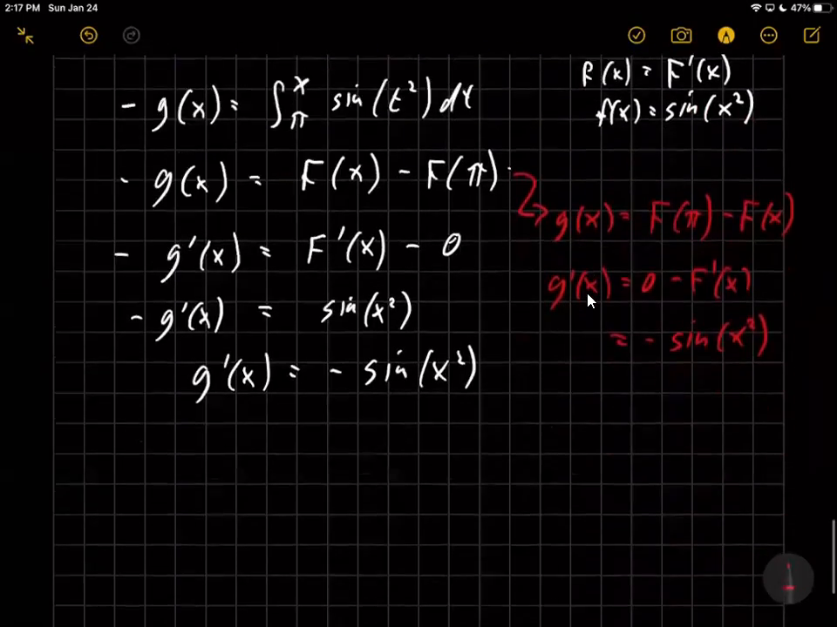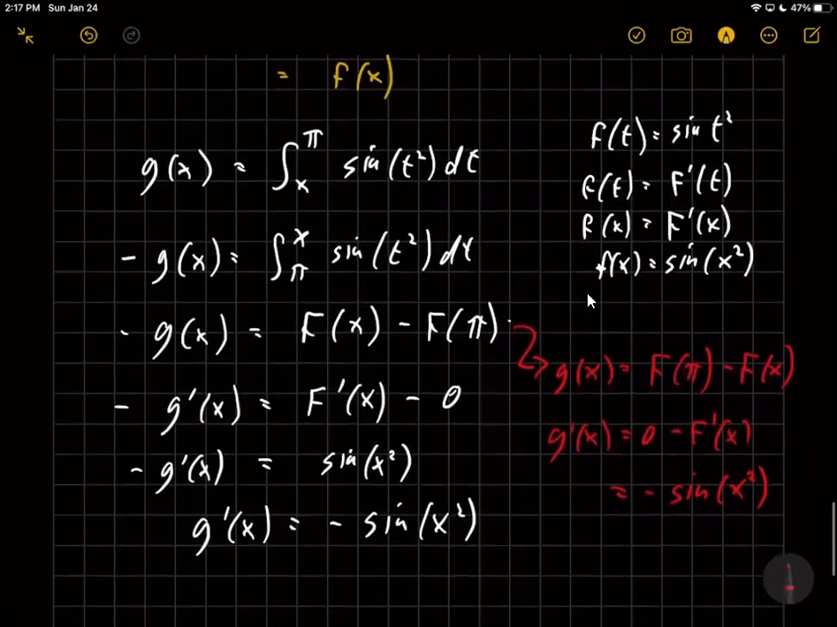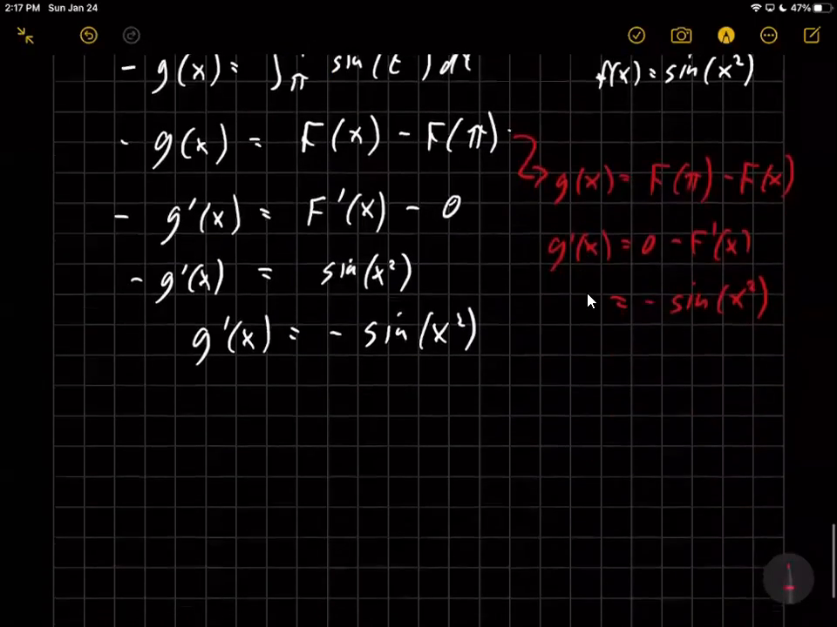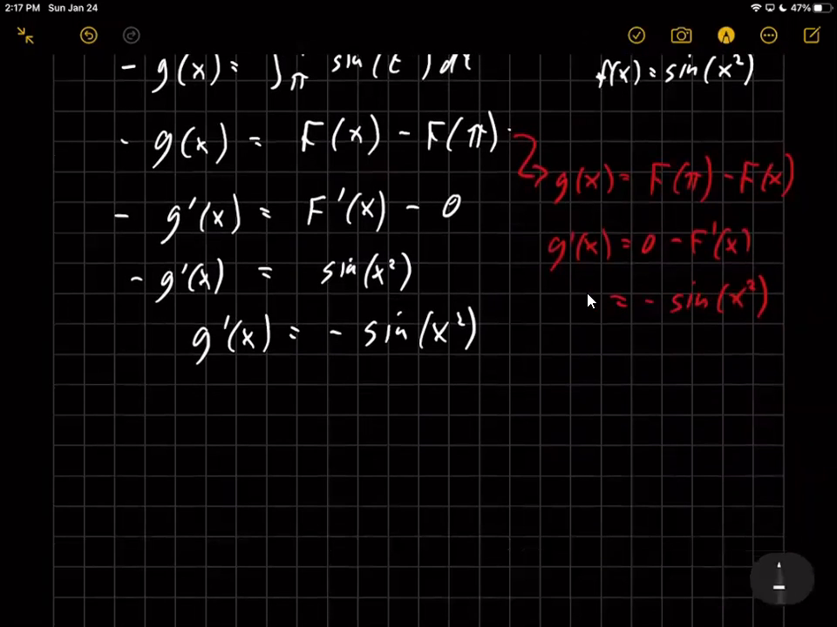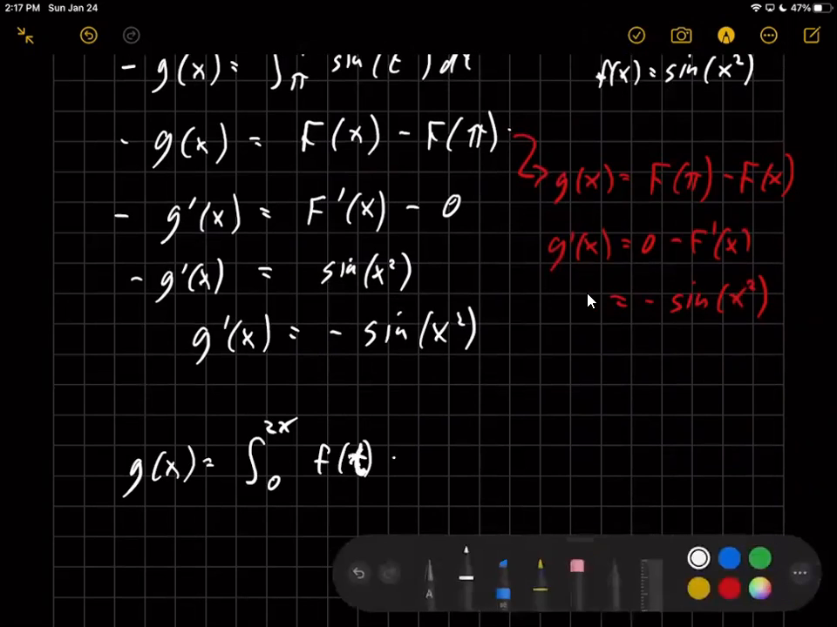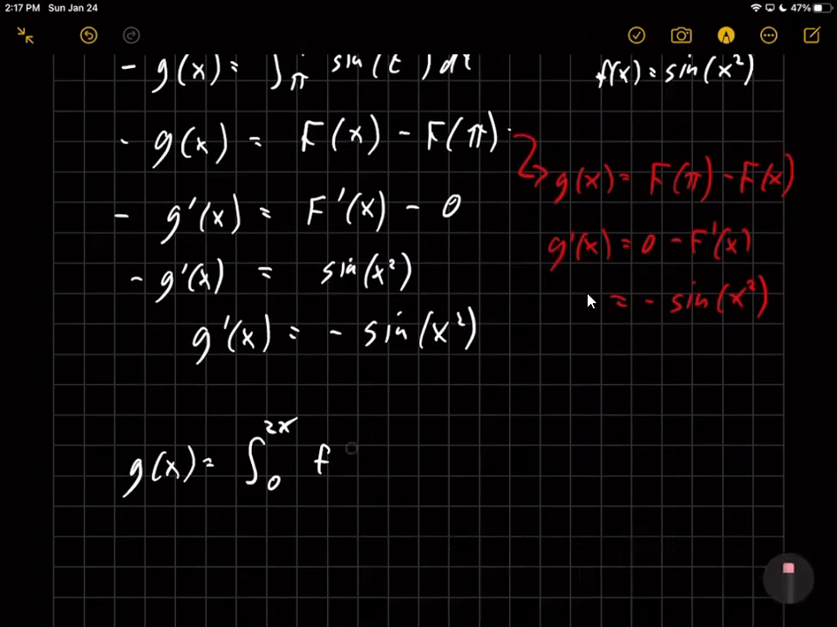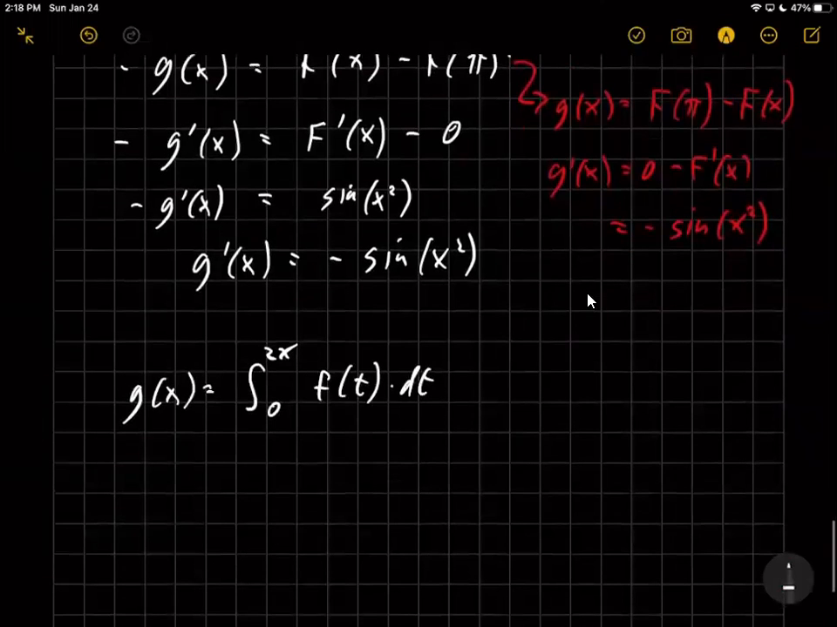Now, where it gets a little more complicated is when one of the limits, or both of the limits, end up being functions. So let's consider in general that g of x is equal to the integral from 0 to 2x of some function f of t dt.